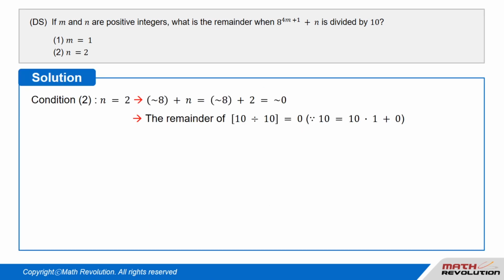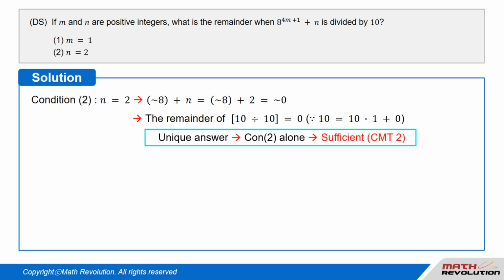Thus, let us look at condition 2, which tells us that n equals 2. Thus, the remainder when 8 plus n, or 8 plus 2, that is 10, is divided by 10 will be 0, since 10 equals 10 times 1 plus 0. This condition has a unique answer, so this condition is sufficient by CMT2, which states that the number of answers must be 1.